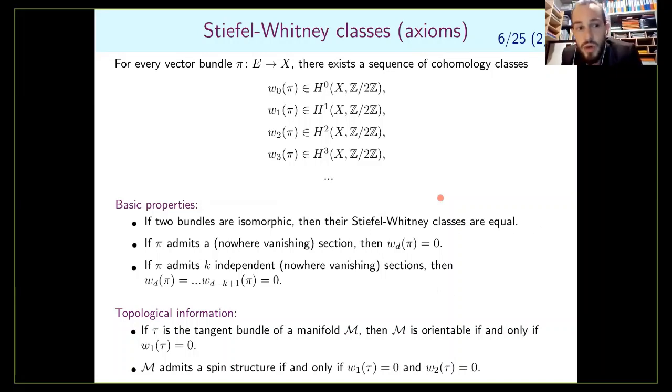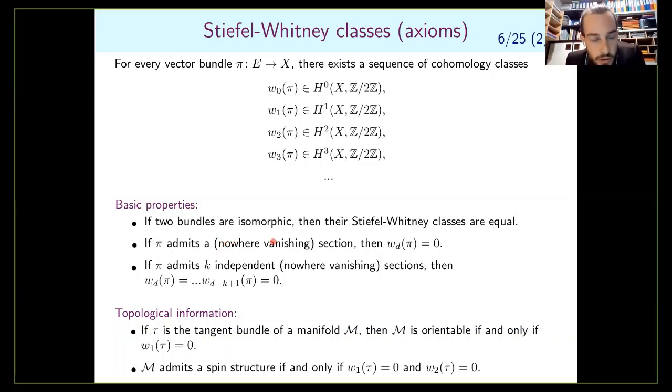If I have two isomorphic vector bundles, then their Stiefel-Whitney classes are equal. I didn't really define isomorphisms of vector bundles here, but it is important to understand that Stiefel-Whitney classes are not invariants of manifolds or topological spaces because they are not defined at the topological space level, but they are defined for vector bundles. So they are invariants of vector bundles.